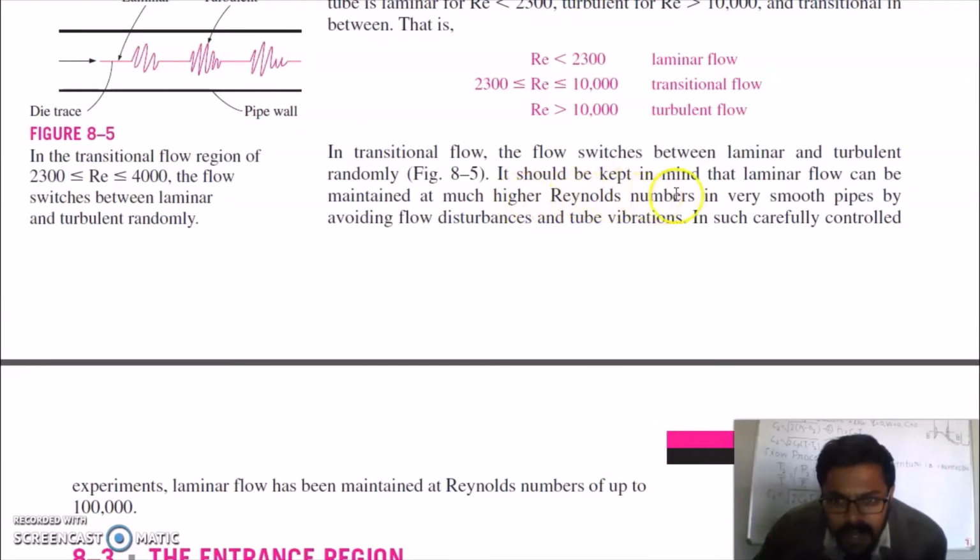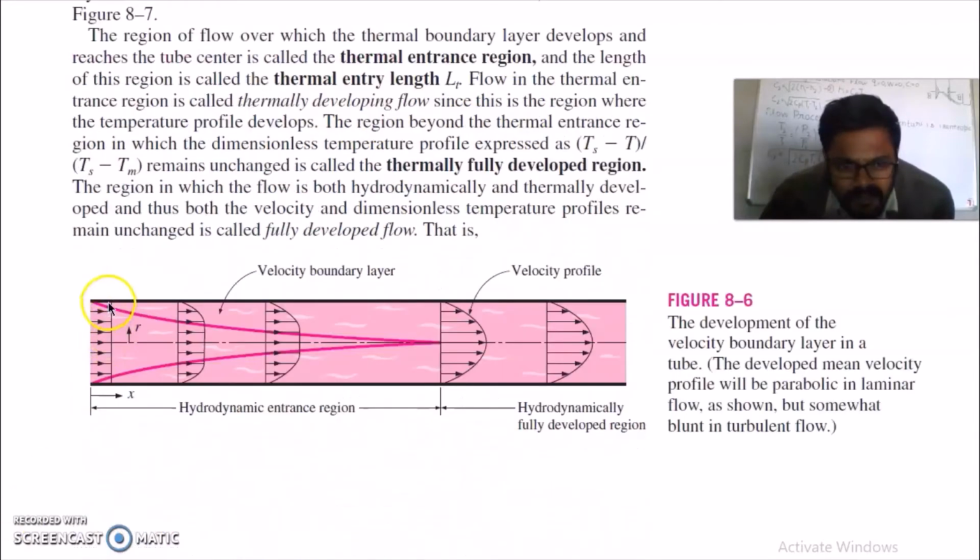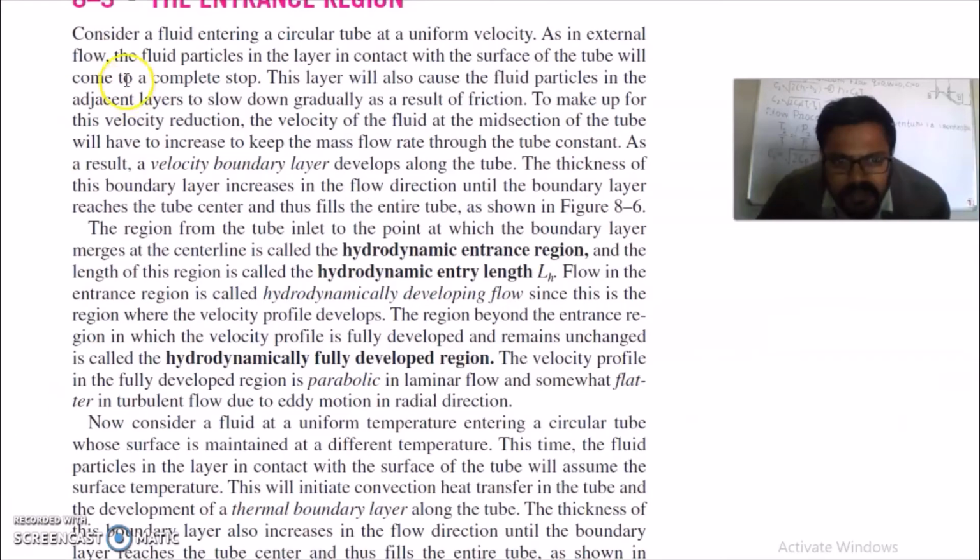Also, it should be kept in mind that the laminar flow can be maintained at much higher Reynolds number in very smooth pipe by avoiding flow disturbance and tube vibration. In such carefully controlled experiments, laminar flow has been maintained at Reynolds numbers of up to 1 lakh. The entrance region. Consider a fluid entering a circular tube at a uniform velocity V. So this is the fluid at inlet with uniform velocity V.